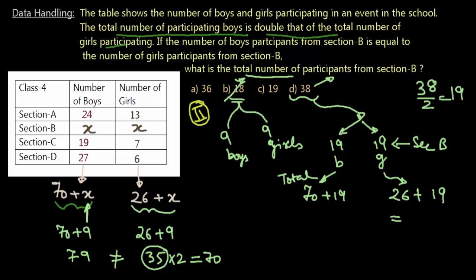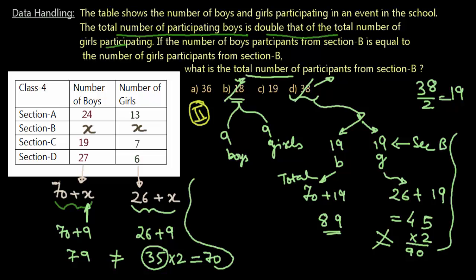Now if you add this up, the total number of boys will become 89. If you multiply 45 by 2, this is equal to 90, which is again not equal to 89. So you can eliminate this also as the right answer. You have to do this calculation very fast if you do not know algebra. Now let us try option number 36.